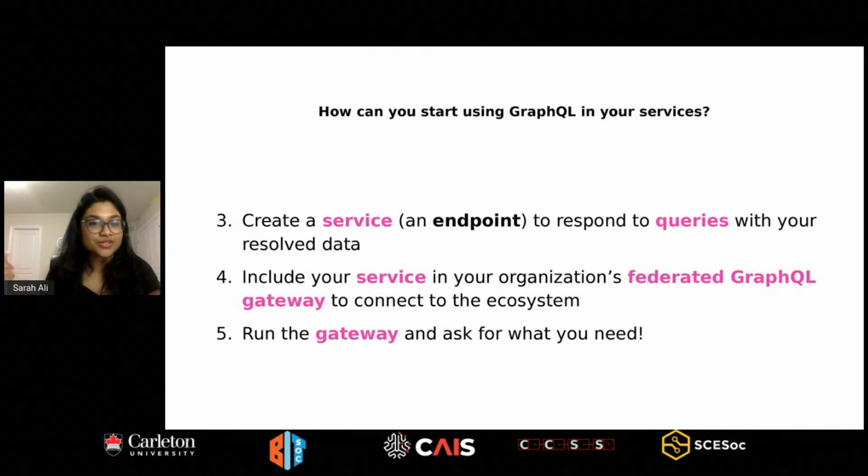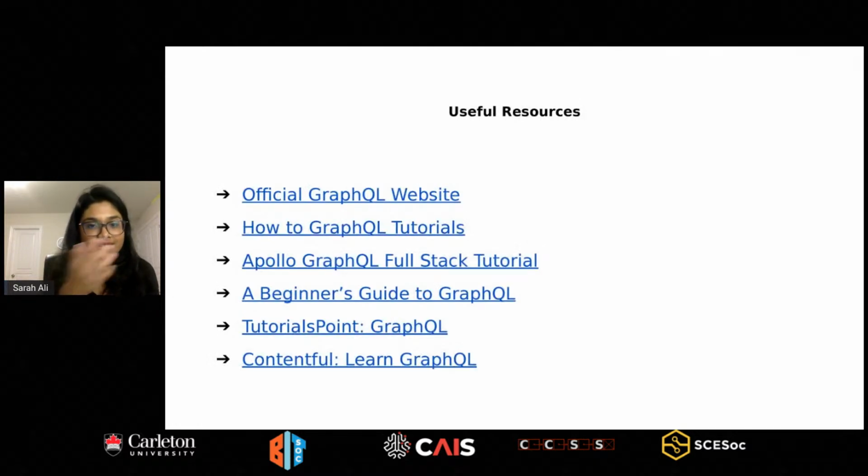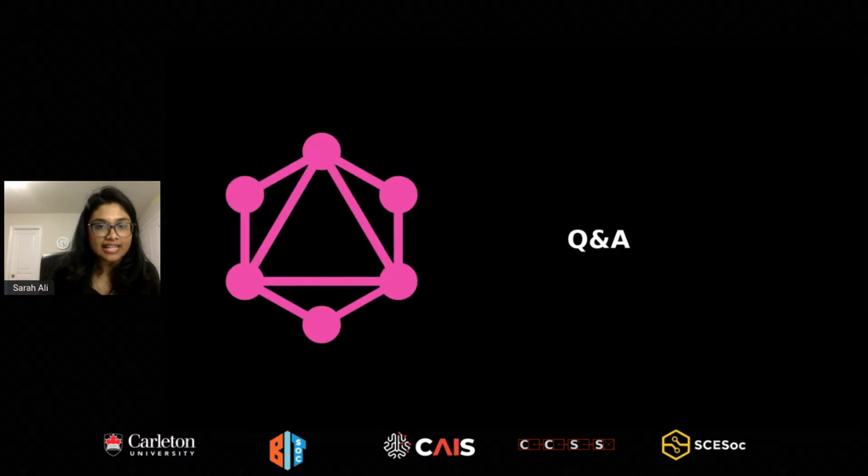If we don't have a gateway, we just run the GraphQL server ourselves locally, and we can ask for what we need. And then basically the front-end developers will use those queries, same as with REST, to get the data that they need. So it's pretty cool. And then some useful resources, and I'll be sharing the slides later. It's really awesome, honestly. I really enjoy it.